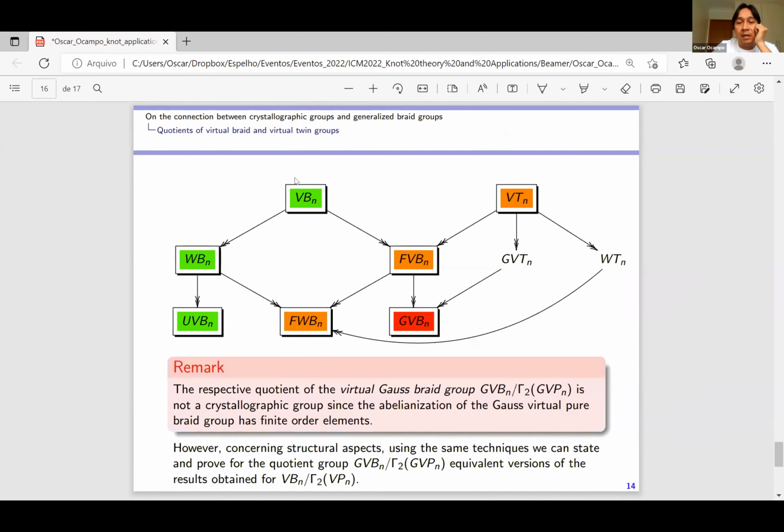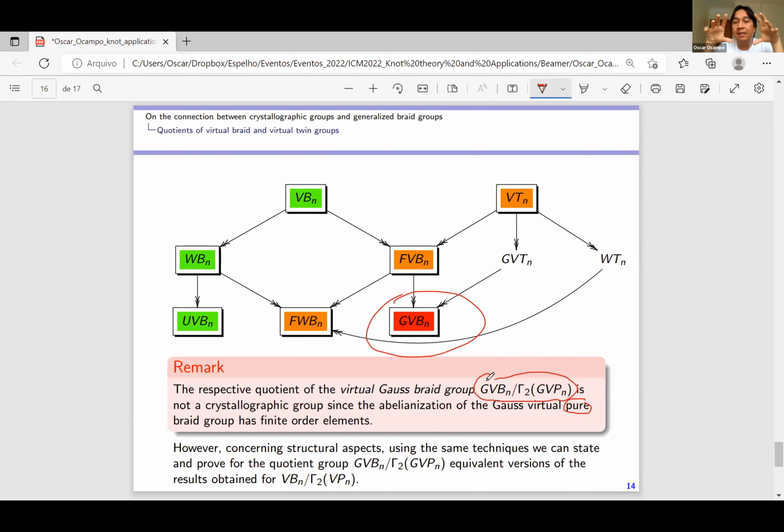Just a last comment about the Gauss virtual braid group. It is not a crystallographic group. The reason is that the abelianization of the pure part has finite order elements. So this quotient is not a crystallographic group. This quotient means this one.